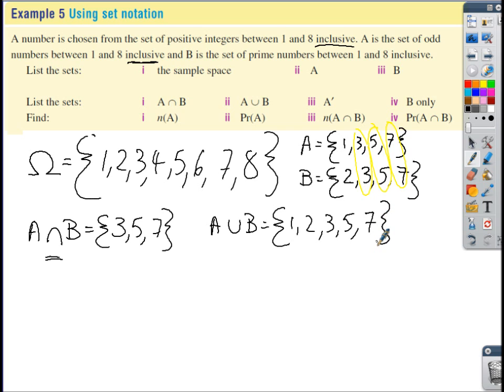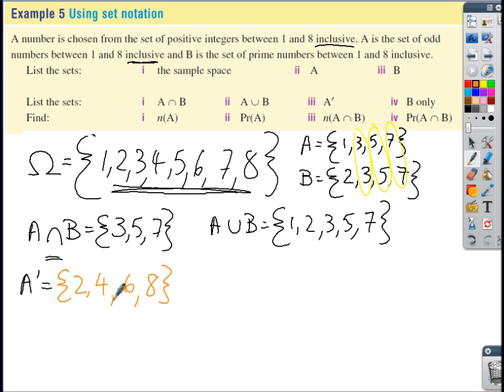What about A dash? Now, if we're looking at A dash, then we're looking at anything in the sample space that's not in A. So, if I use my orange pen, 1 is in A, so that won't go in A dash. 2 is not in A, so 2 is the first element in A dash. 3 is in A, so it's not in A dash. 4 is not in A, so 4 goes in there, etc. 6, 8. So basically I'm writing down anything that's in the sample space but not in the set A.